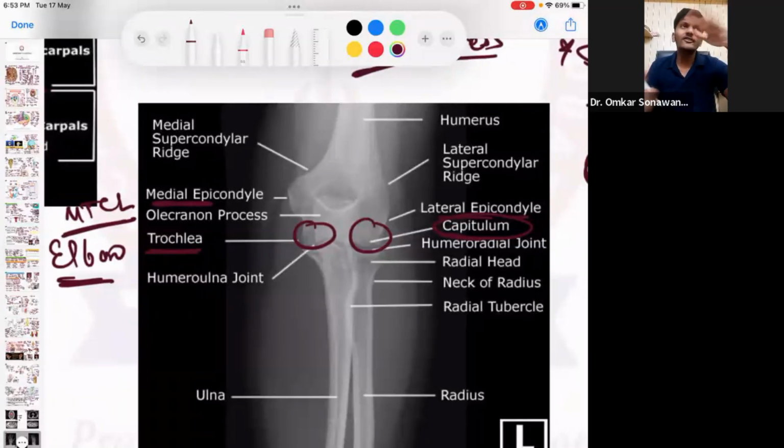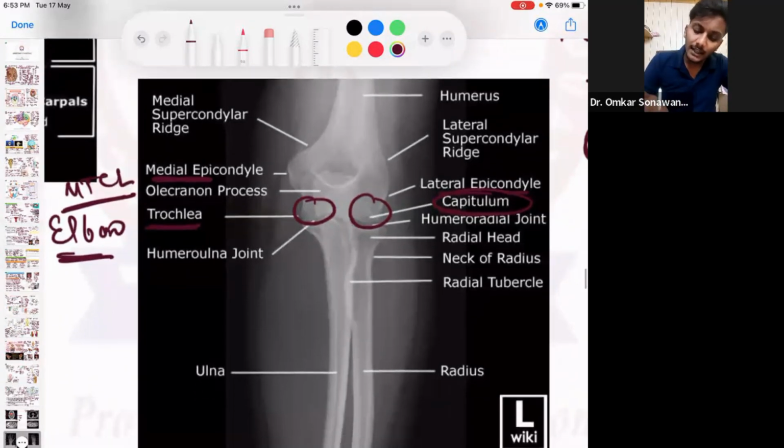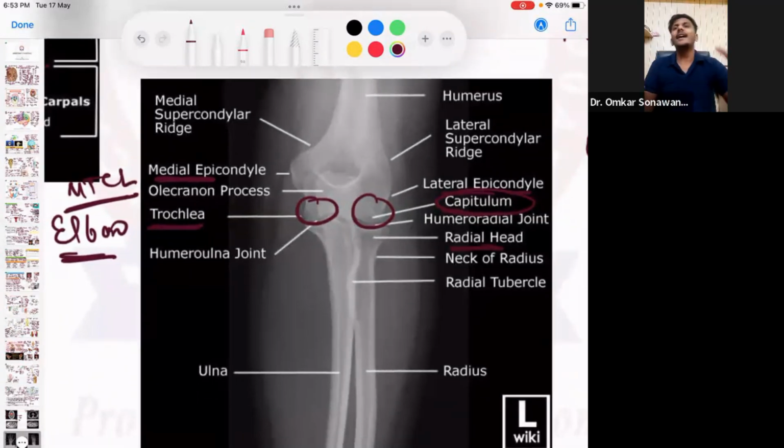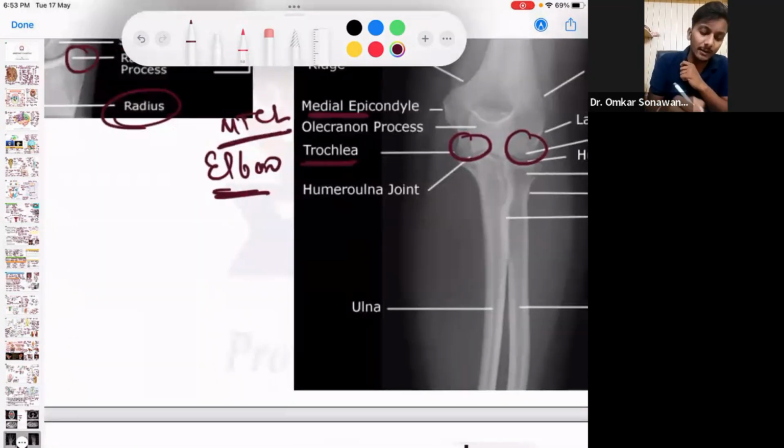It is confusing definitely. So remember, MTCL is the mnemonic: medial is the trochlea and lateral is the capitulum. No problem. Then we have this radial head. The radial head articulates with the radial notch of the ulna, and this radio-ulnar joint is covered by a ligament known as the annular ligament.